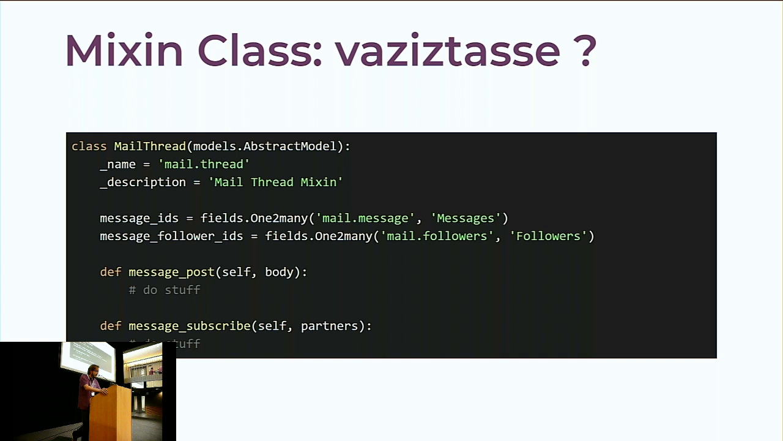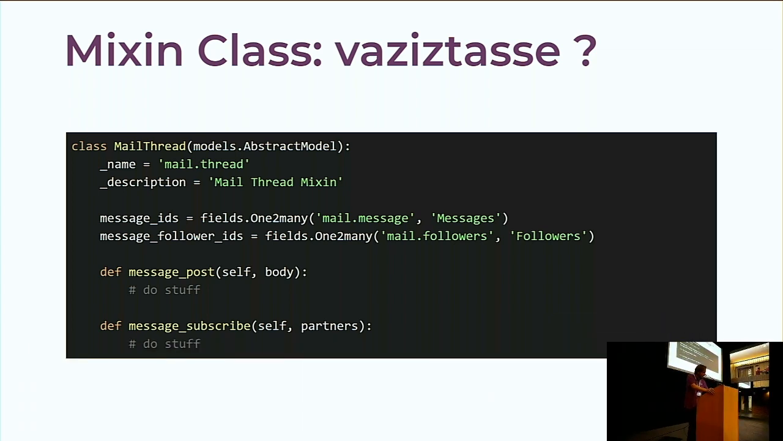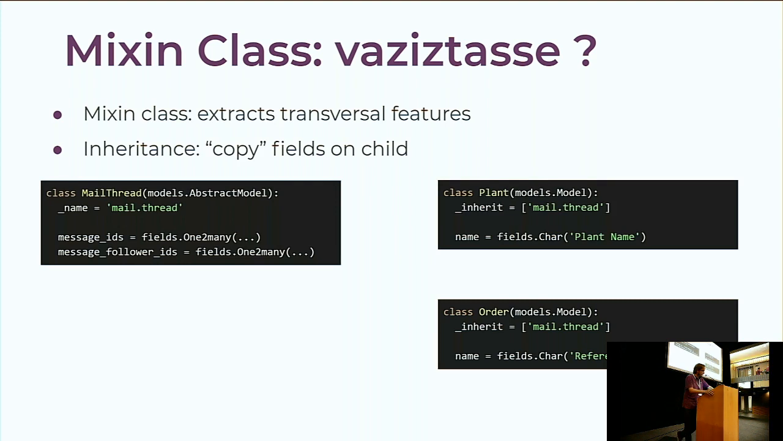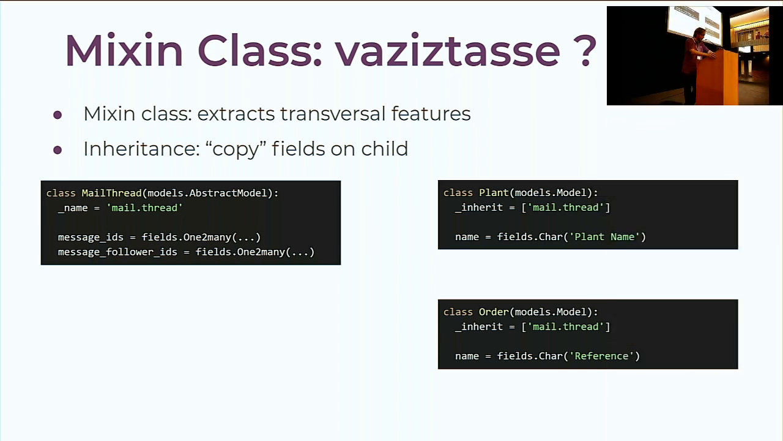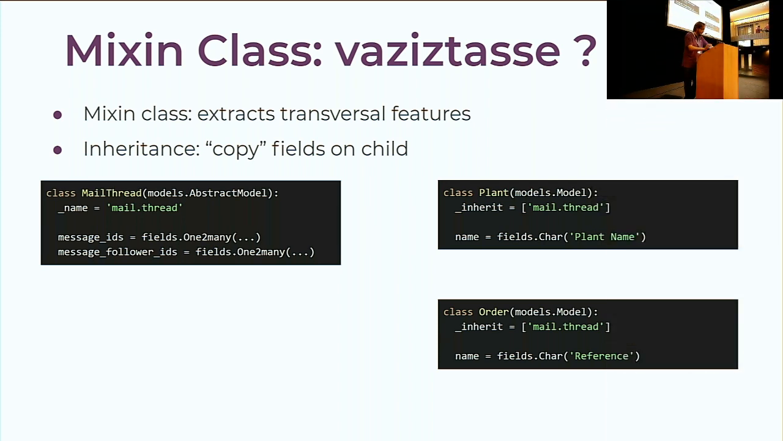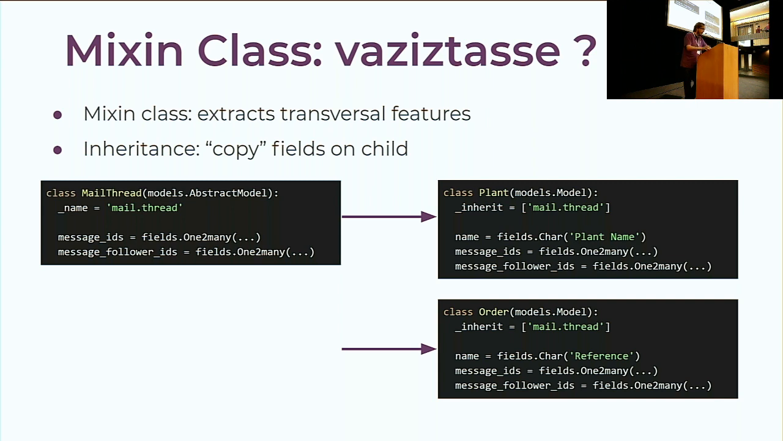For example, here you have the definition of a small mixin, mail thread. You see that I define two fields, message IDs and message follower IDs, and some methods. Basically, this mixin has no use until you decide to use it, for example, in the plant model and the order model. With the inherit keyword, you inherit from the mail thread, and you copy the fields to your child classes.